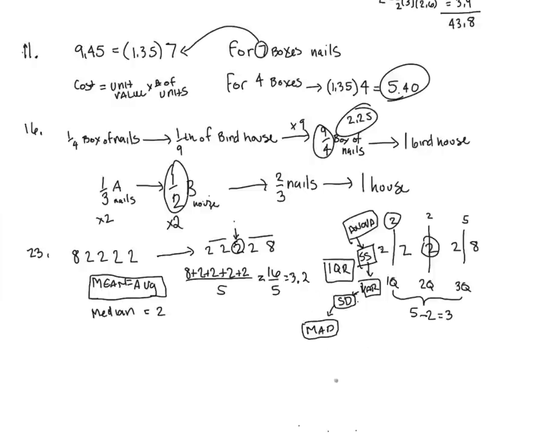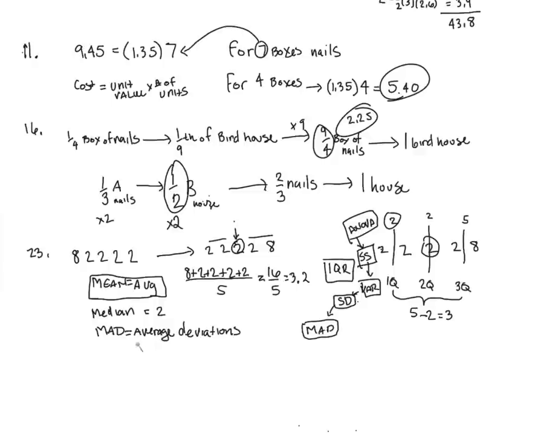So the way that you find the mean absolute deviation is simple. Number one, you find the mean. Well, you already have it. What did we say the mean is? We said the mean is 3.2. Now the mean of the deviations. We have to find the deviations of every number. So the MAD is the mean, it means the average. We can call it the average deviations.